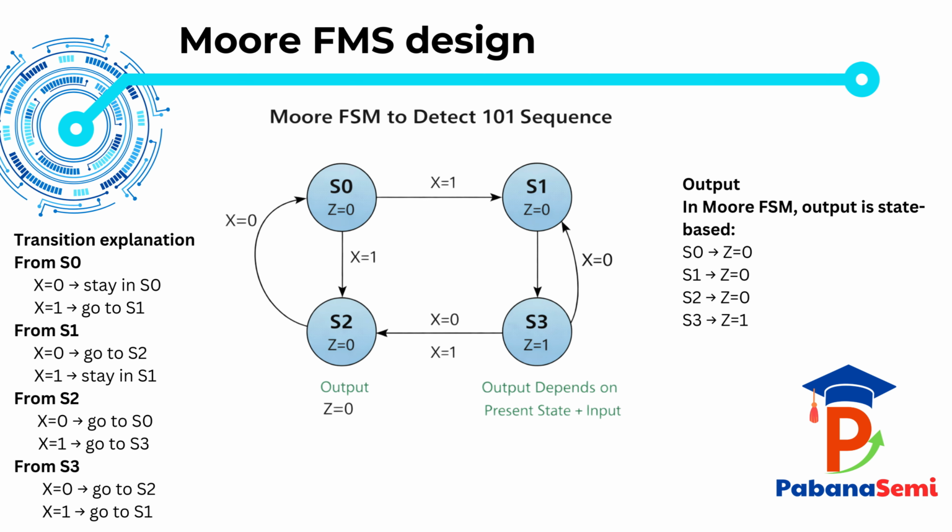Now look at the output behavior. In a Moore FSM, the output depends only on the present state. That means the output is state-based. So for this example, in S0, output Z equals 0. In S1, output Z equals 0. In S2, output Z equals 0. And only in S3, output Z equals 1. So whenever the FSM reaches S3, we know that the sequence 101 has been detected.